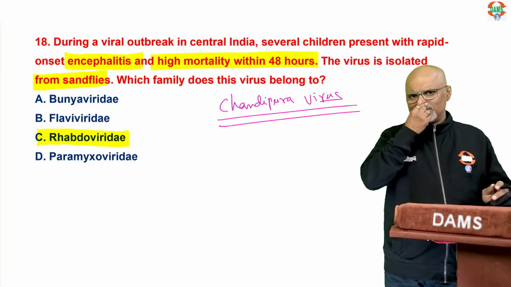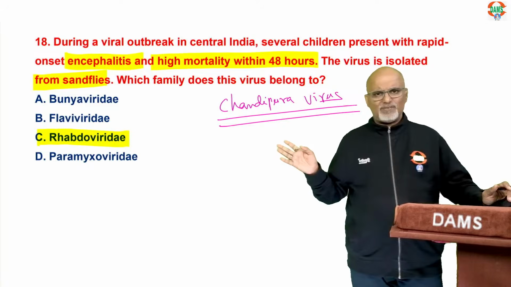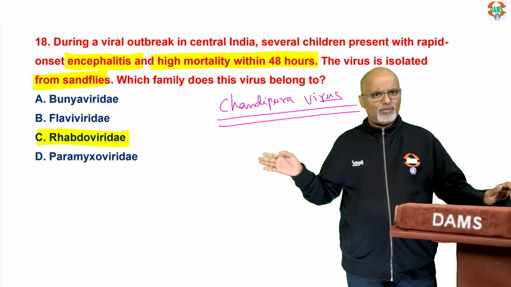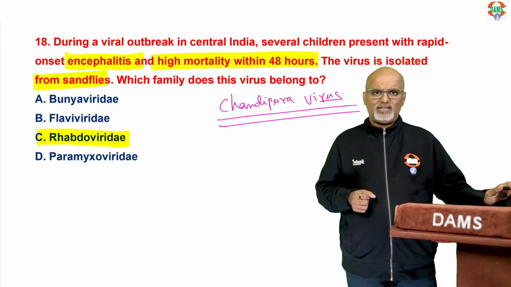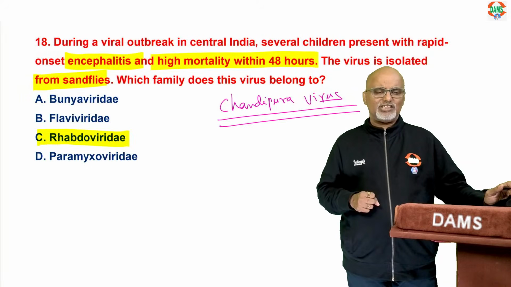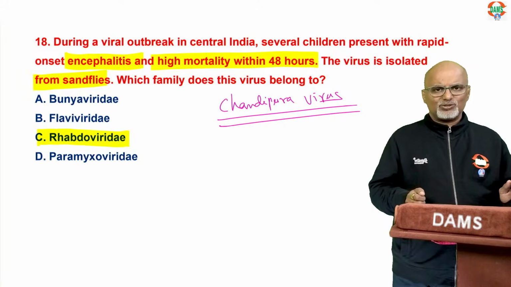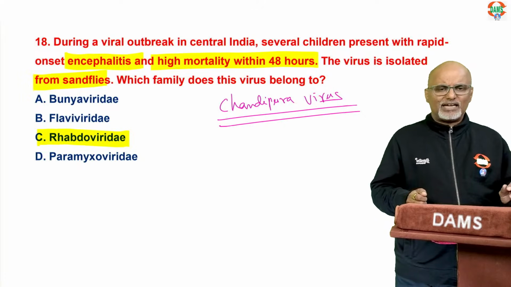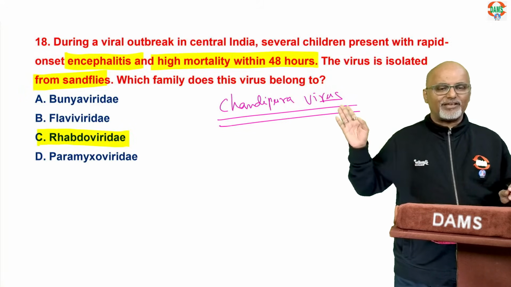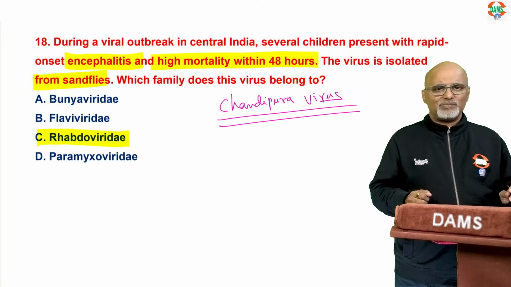Bunyaviridae, hantavirus belongs to Bunyaviridae. Flaviviridae: dengue, yellow fever, Japanese encephalitis, KFD, all belong to Flaviviridae. Paramyxoviridae: Nipah, metapneumovirus, mumps, measles, respiratory syncytial virus. Like that, you must know this. Rhabdoviridae: rabies virus, and Chandipura virus disease also belongs to Rhabdoviridae.